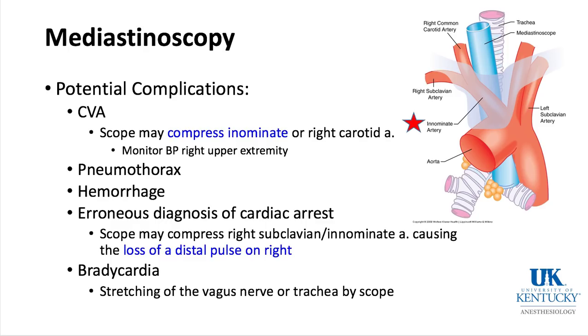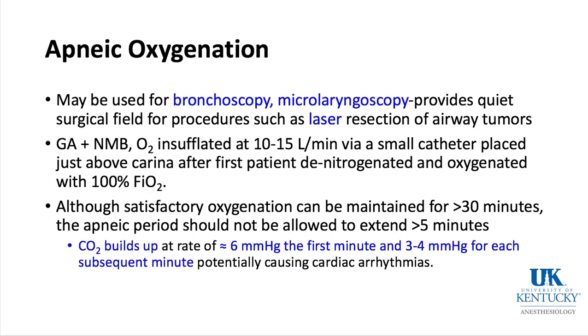Another thing that can occur is bradycardia because of stretching of the vagus nerve or the trachea by the scope itself. So if a patient suddenly becomes bradycardic, think maybe the scope is stretching the vagus nerve or the trachea, and if you just have them pull the scope back, the bradycardia often goes away, sometimes requiring anticholinergic treatment. But the main complication that we worry about with mediastinoscopy, other than bleeding, is this compression of the innominate artery and loss of pulse and blood pressure on the right side.